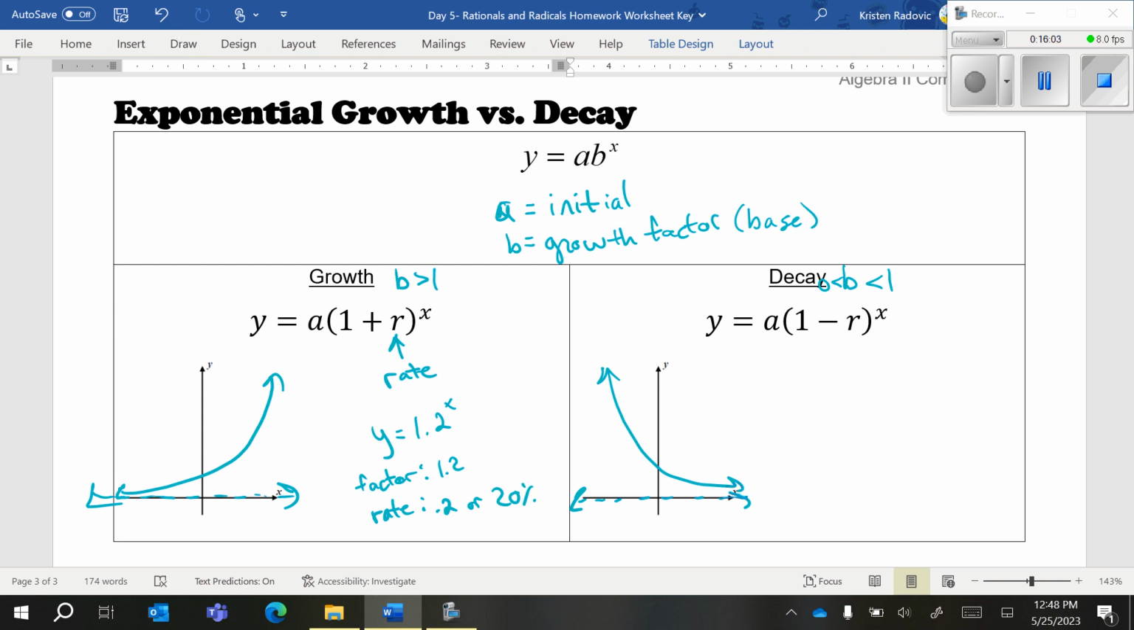Now, if you had y equals 0.8 to the x, that's less than 1, so you're decreasing. Let's see, your factor is 0.8. Because it's less than 1, you're decreasing, and your rate is how much you went down by. If you started at 1 and you are at 0.8, then your rate is 0.2. You went down by 20%.